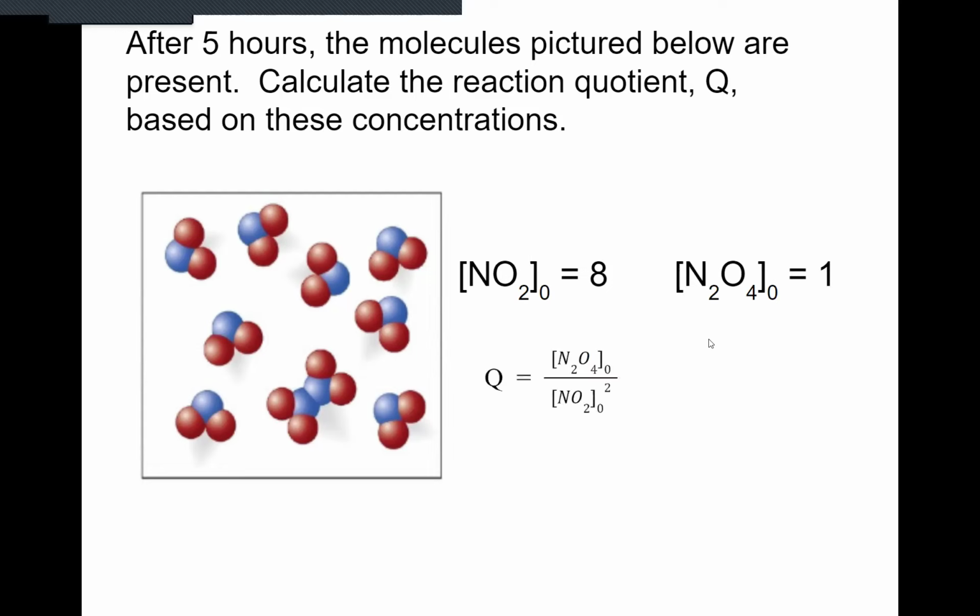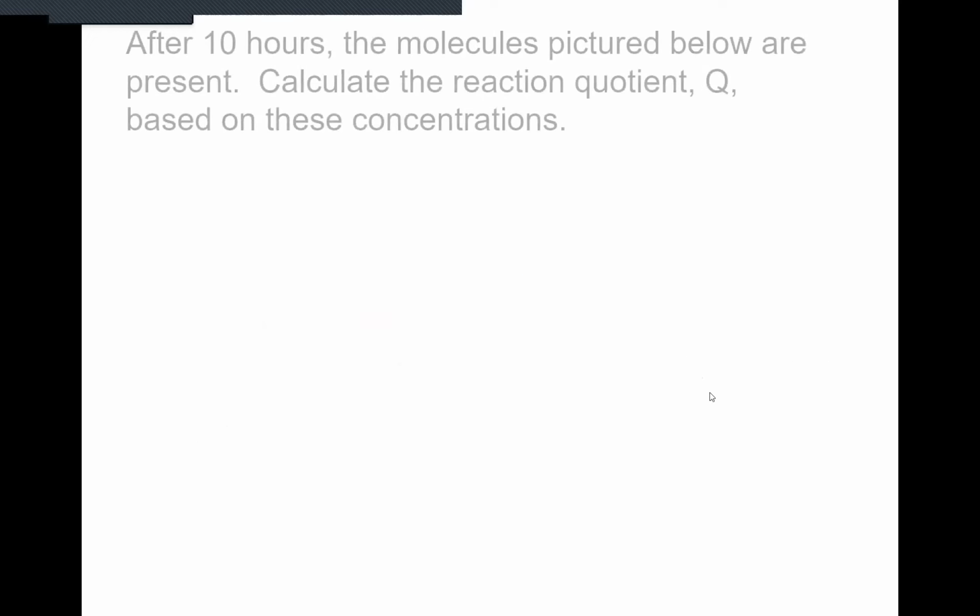We'll calculate Q the same way as we calculated K, and the same way that we calculated Q earlier. The product molecule concentration is 1. The reactant molecule concentration is 8. So it would be 1 over 8 squared. That's 1 over 64, which on your calculator, as a decimal, is 0.016. Okay. Good. Let's do it again.